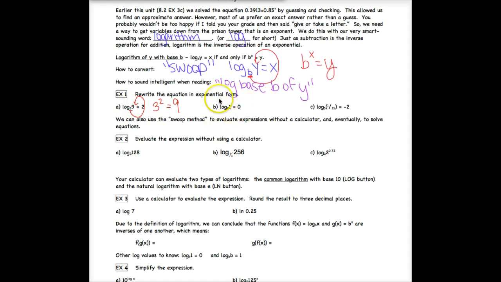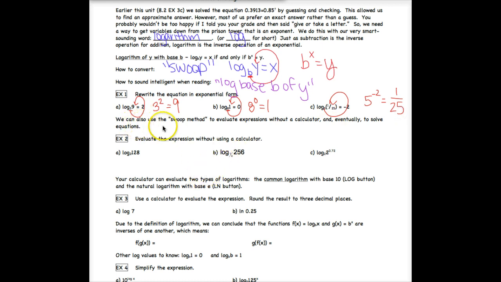So practice your intelligent reading here. Hopefully you said log base 8 of 1. So now to rewrite in an exponential form, start with our base, swoop around to get the exponent, then back to pick up my equals and my other number. So 8 to the 0 equals 1. And then finally, log base 5 of 1/25 would be 5 to the negative second power equals 1/25.